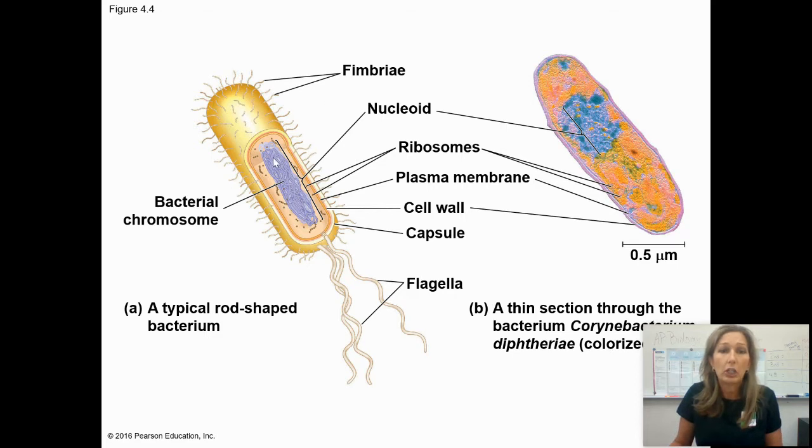So when we take a look, a prokaryote is a cell, so it has a plasma membrane. So every cell has a plasma membrane. Some have cell walls, some don't, but every cell has a plasma membrane around it, the cell membrane. Every cell has to have DNA.